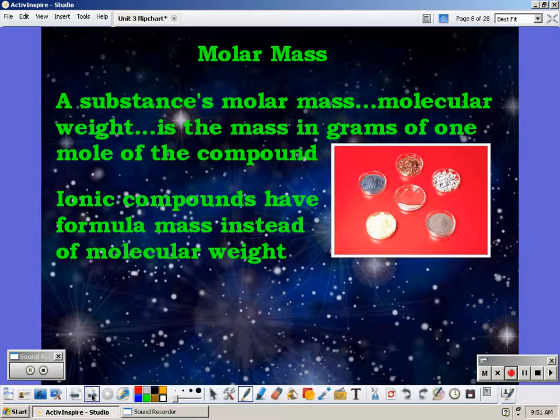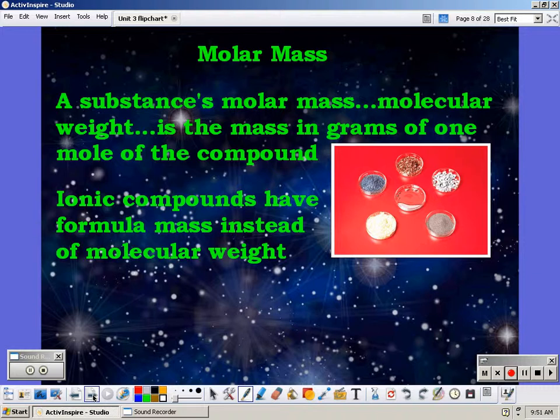Ionic compounds have a formula mass instead of the molecular weight, and that's because ionic compounds are made out of ions and don't have that molecule unit. So just keep in mind that molar mass, molecular weight, formula mass are pretty much the same thing. You're just talking about little technical differences.